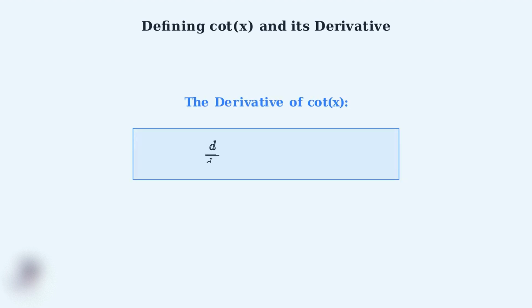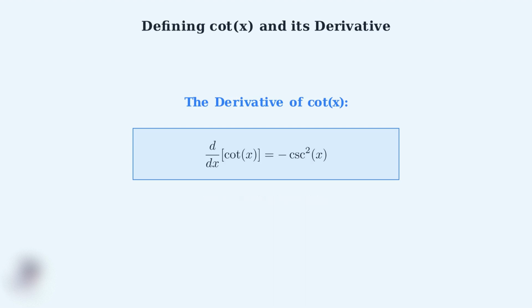Now that we understand what cotangent is, let's look at its derivative. This is the result we'll be proving in the next sections. The derivative of cotangent of x is negative cosecant squared of x. Notice the negative sign. This is crucial and a common source of errors. The negative sign is essential. Many students forget this negative sign, so remember, the derivative of cotangent is negative cosecant squared.